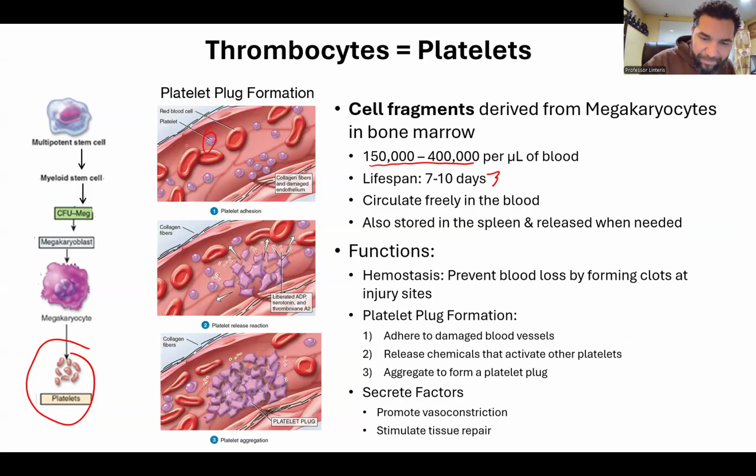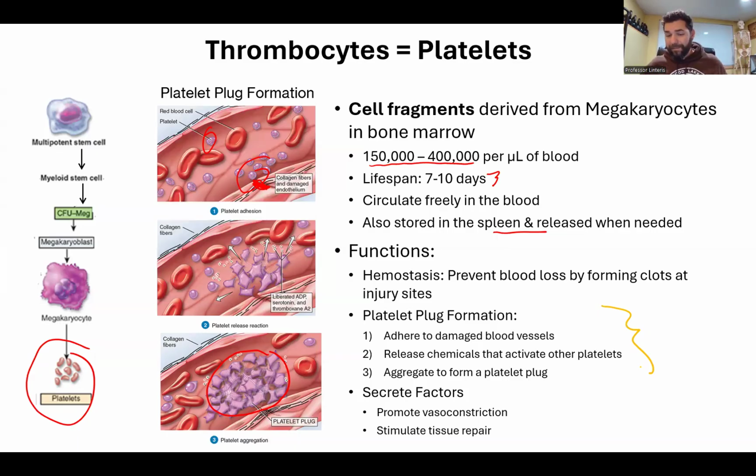You can see platelets over here, and you can see this kind of injury site where collagen fibers are exposed, and then those platelets start to adhere, right? And that's kind of the formation of that platelet plug. Makes sense. So we do store extras. We'll talk about the spleen in a little bit. And this is what we talked about, platelet plug formation, right?